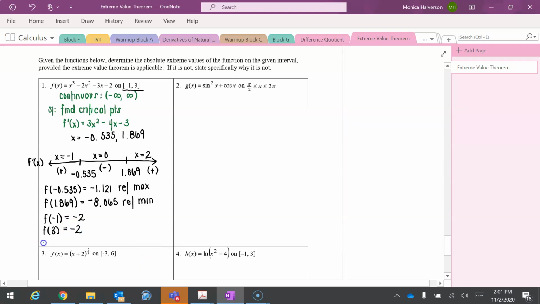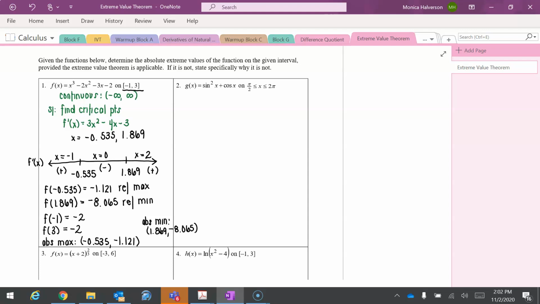So our absolute max, which is our highest defined point, is at -0.535, -1.121. Okay? Our absolute min, sorry, I'm running out of room, occurs at 1.869 and -8.065. So interestingly enough here, our absolute max and our absolute min occur at our relative max and our relative min. All right, let's do the next one together.